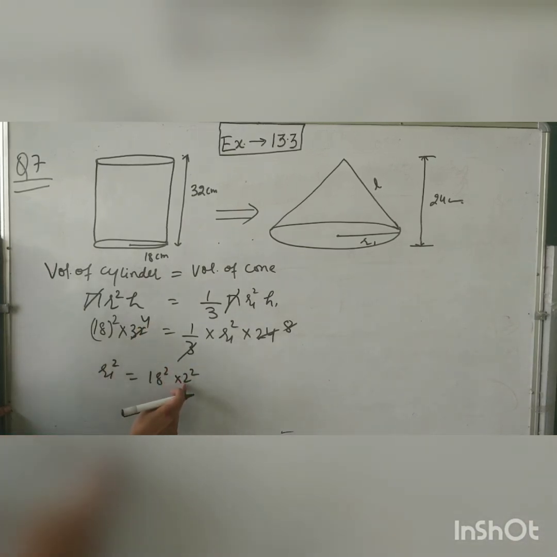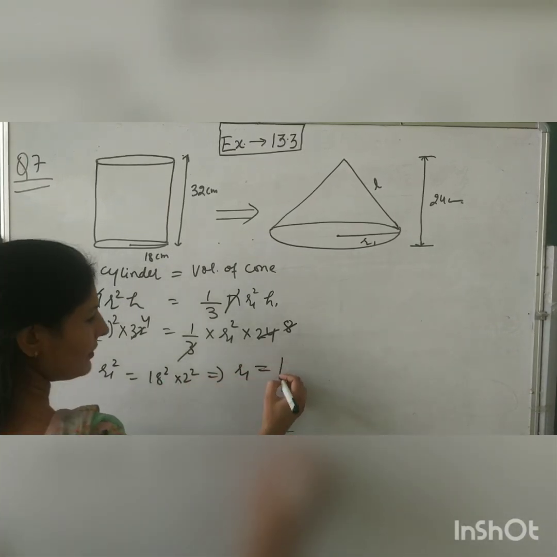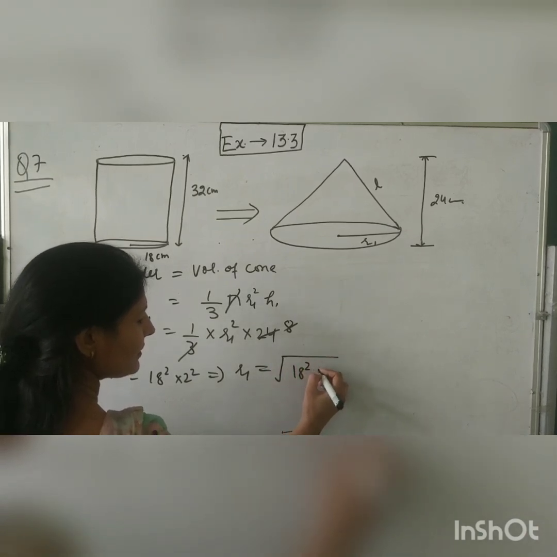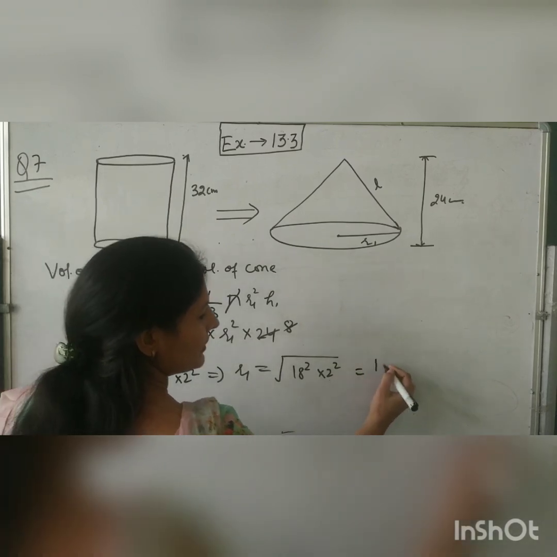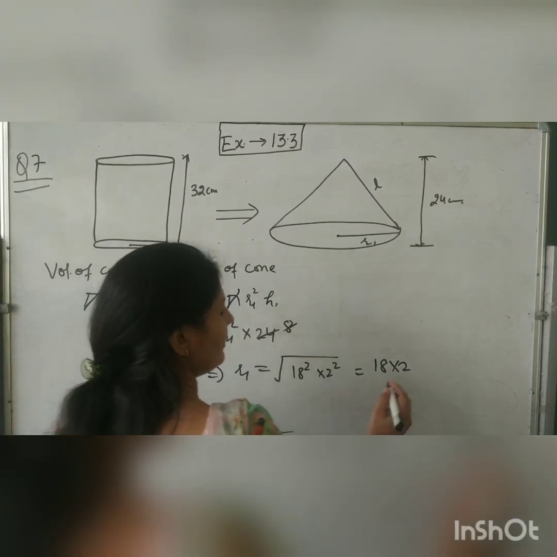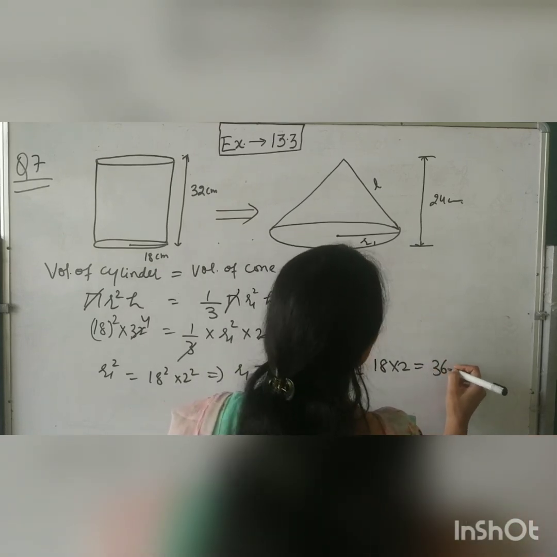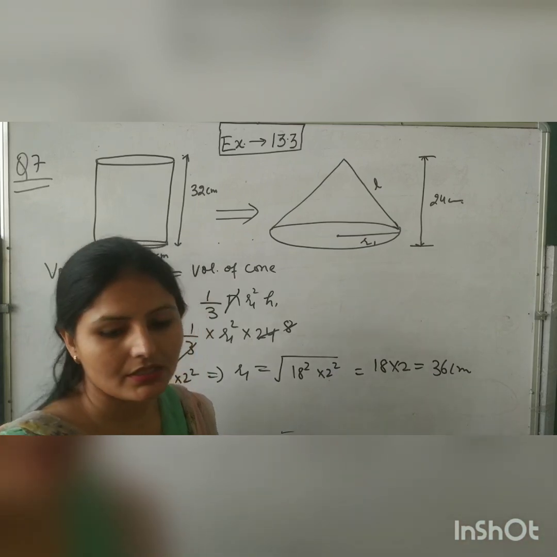4 is here. 4 को हम क्या लिख सकते हैं? 2 square. Then taking square root on both sides, R1 will be 18 square into 2 square, so it will be equal to 18 into 2. This square से square root cancel out हो जाएगा. R1 आ जाएगा हमारा 36 centimeter. Radius of cone is 36 centimeter.